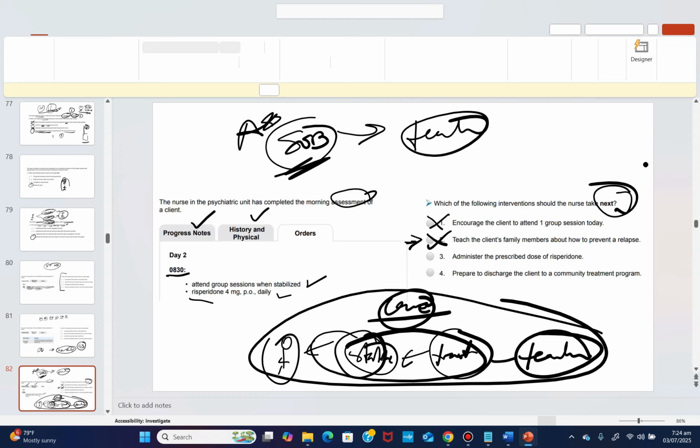Now look at number 3. Number 3 is saying administer the prescribed dose of the medication, which, even if I don't know the medication, I feel like what I'm looking for is the particular answer that I need to treat the patient's condition, because the doctor gave a specific instruction in the order, which is for the client to attend the session. These are the two things I need to do for the patient. As a nurse, you always carry your doctor's order, right?